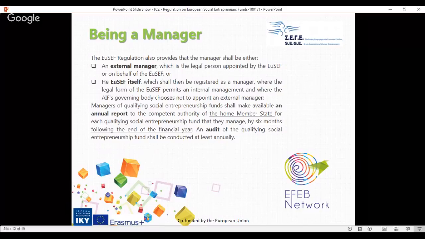An audit of the qualifying social entrepreneurship fund shall be conducted at least annually. The audit shall confirm that money and assets are held in the name of the qualifying social entrepreneurship fund and that the manager of a qualifying social entrepreneurship fund has established and maintained adequate records and checks in respect of the use of any mandate or control of the money and assets of the qualifying social entrepreneurship fund and the investors therein.